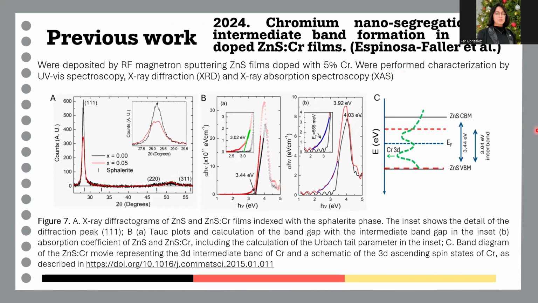In a previous work, Espinosa-Faller and collaborators experimentally studied the nanosegregation of chromium and the formation of an intermediate band in highly chromium-doped zinc sulfide films, where they show how the formation of nanosegregated regions affects the generation and stability of an intermediate band in a II-VI semiconductor.